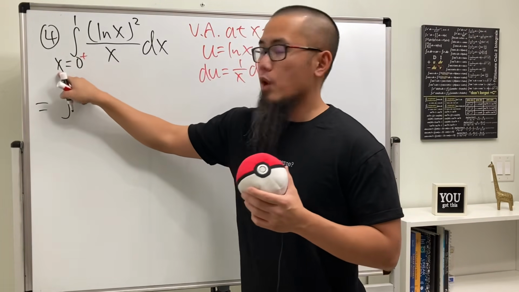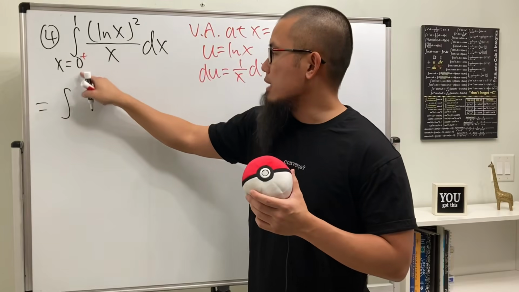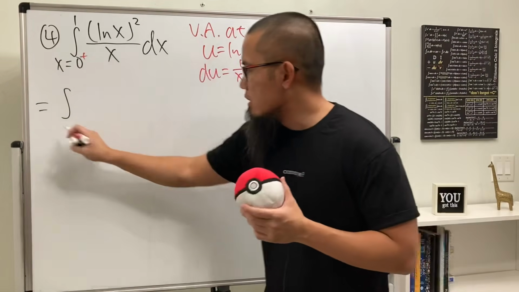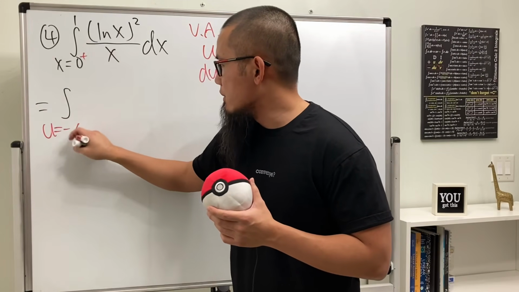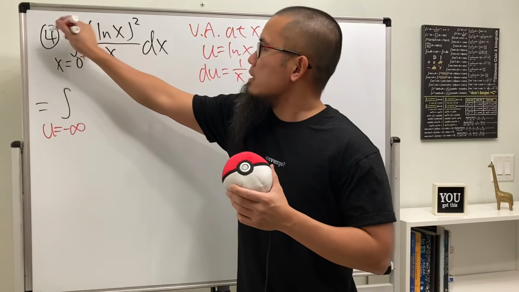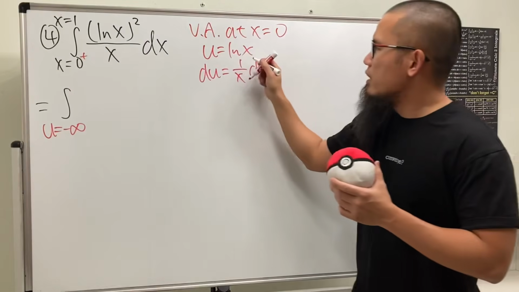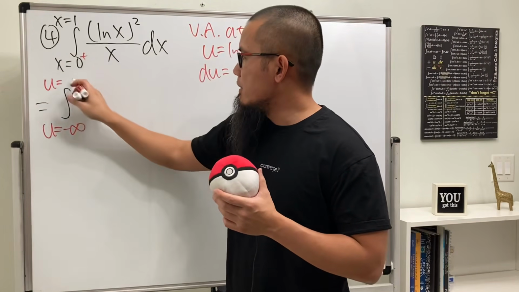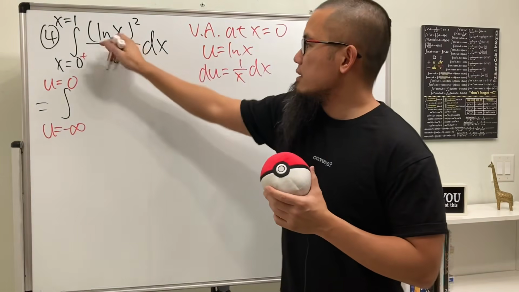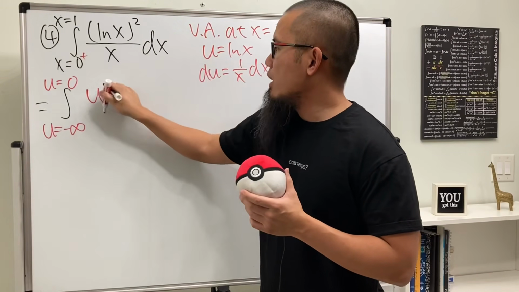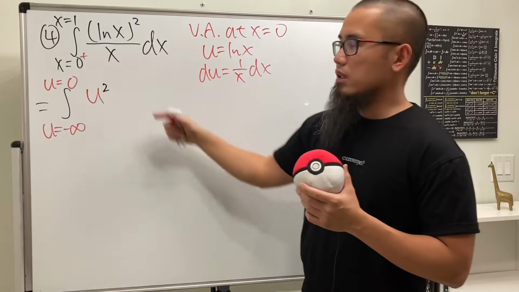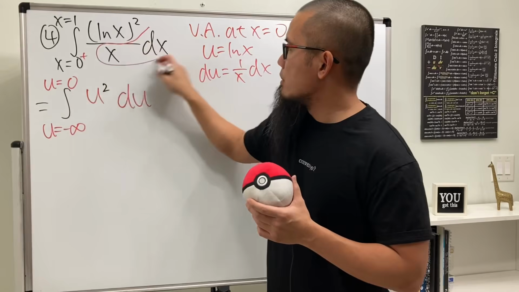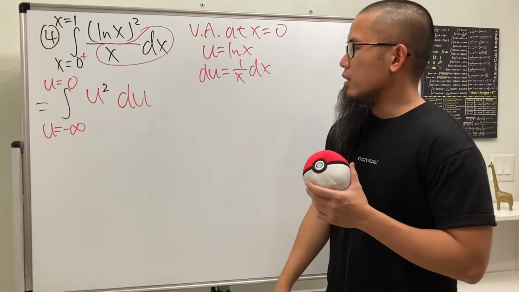And now, when x is 0 plus, you put it here, ln 0 plus is negative infinity. So you will approach negative infinity. And when x is 1, you put it here, ln 1 is 0. So we have u going from negative infinity to 0. And then this is u squared. And then this part right here is precisely our du. So we can just pair them up. And let's say that's the du. So it's not so bad.